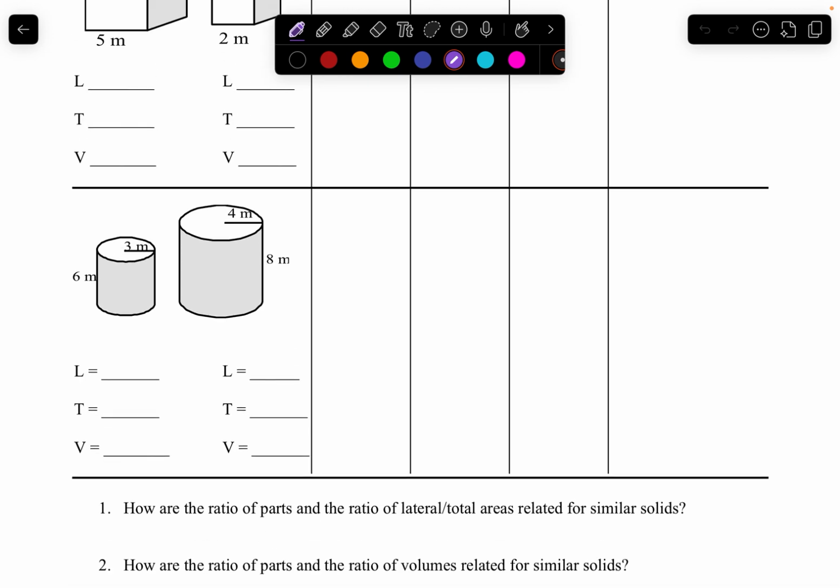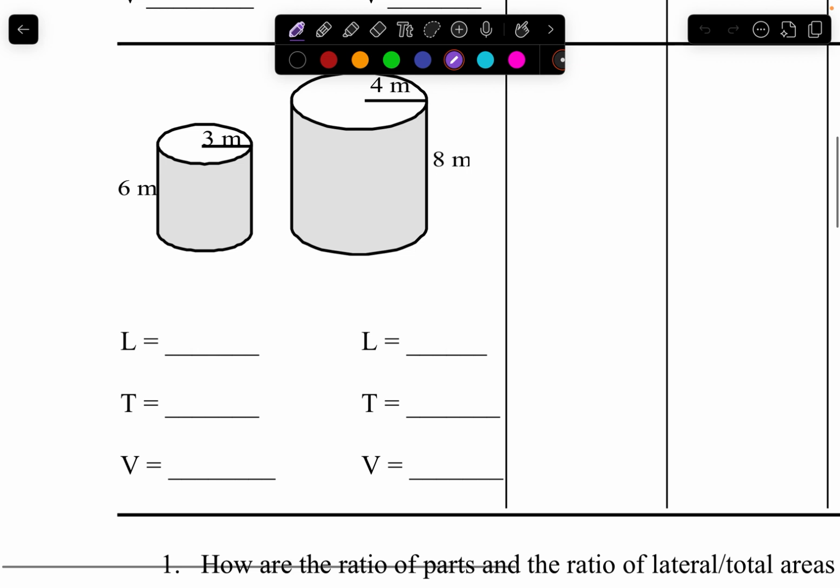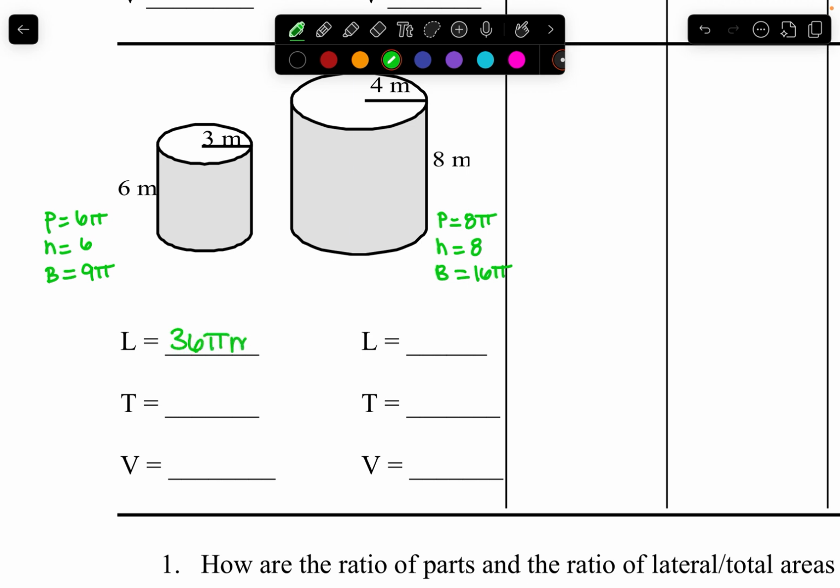Okay, so the first thing that they want us to do is find the lateral area, the total area, and the volume of these cylinders. So I'm just going to do a little P, H, and B over here, and then another one over here. So this will be 6 pi, this will be 6, and this will be 9 pi. And then the perimeter is going to be 8 pi, the height is 8, and this will be 16 pi. Okay, so lateral area is P times H. This is 64 pi.